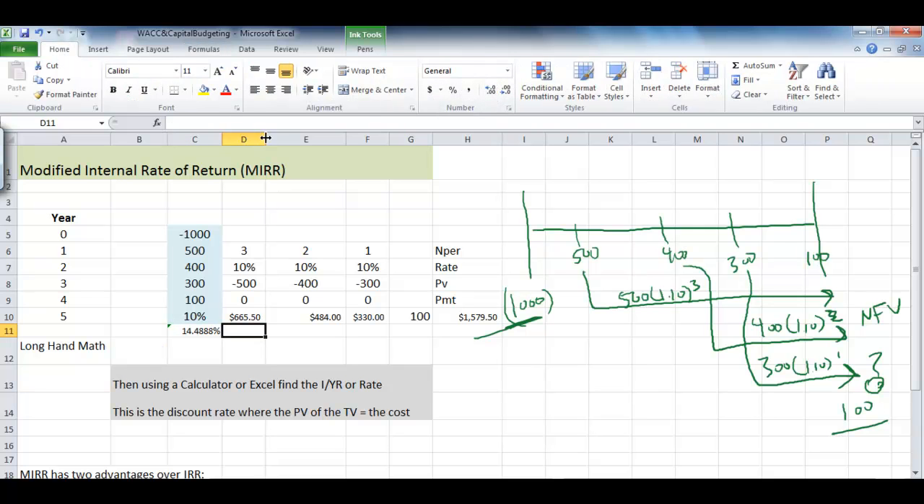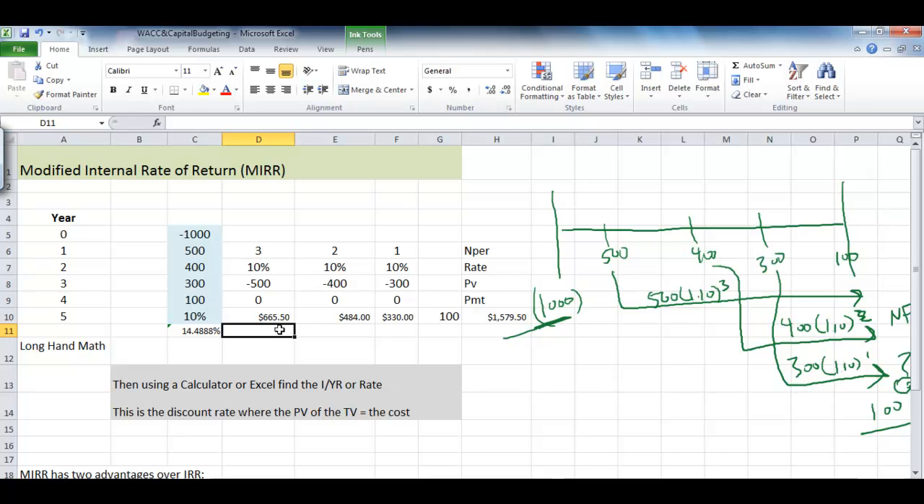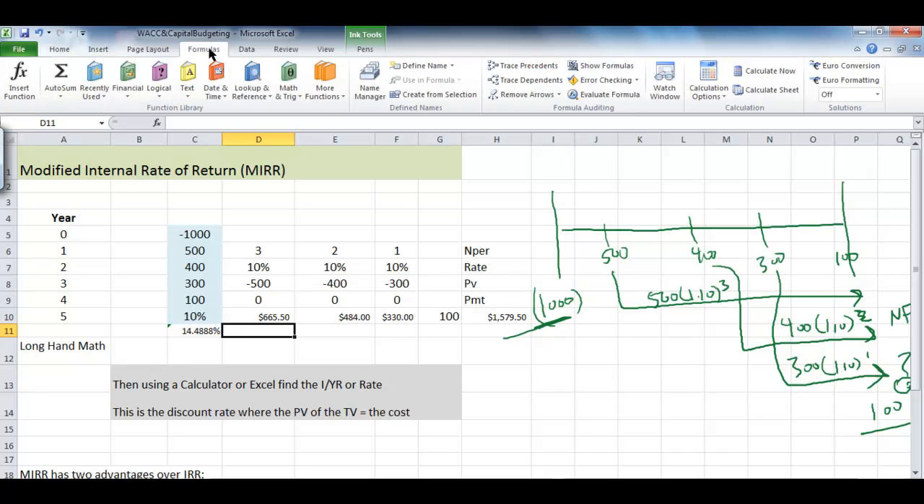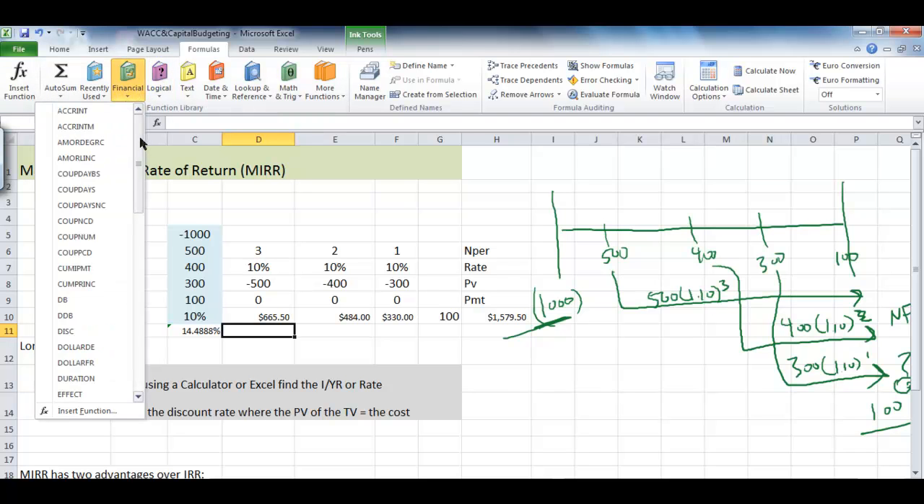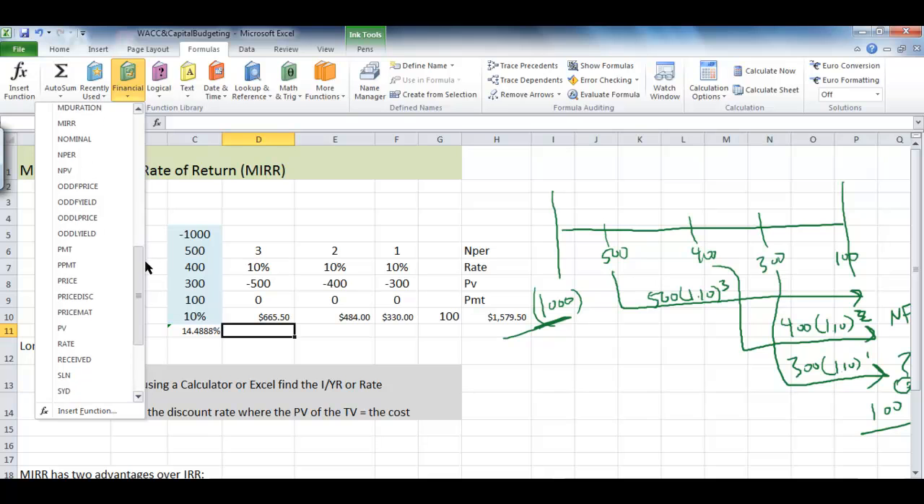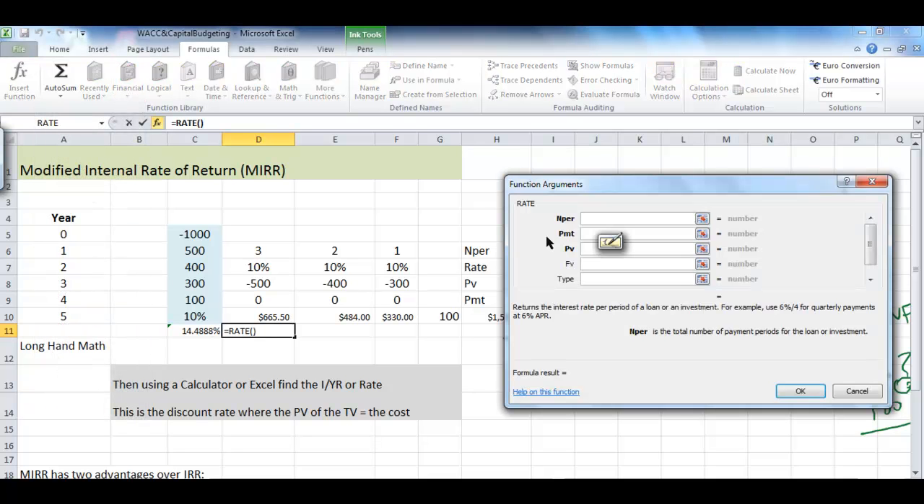Now let me compare that to my MIRR. How do I do that one? Well, I'm going to place it right here. I'm going to do it longhand, a little differently, with the formula here, finance. What I'm looking for is the rate of difference over my 4 periods. So I'm going to type in a 4, because there's 4 cash flows.